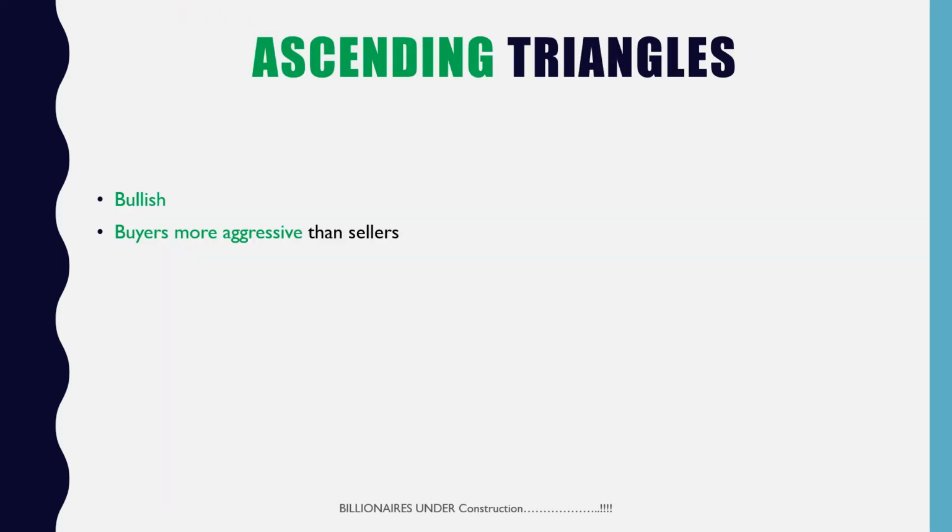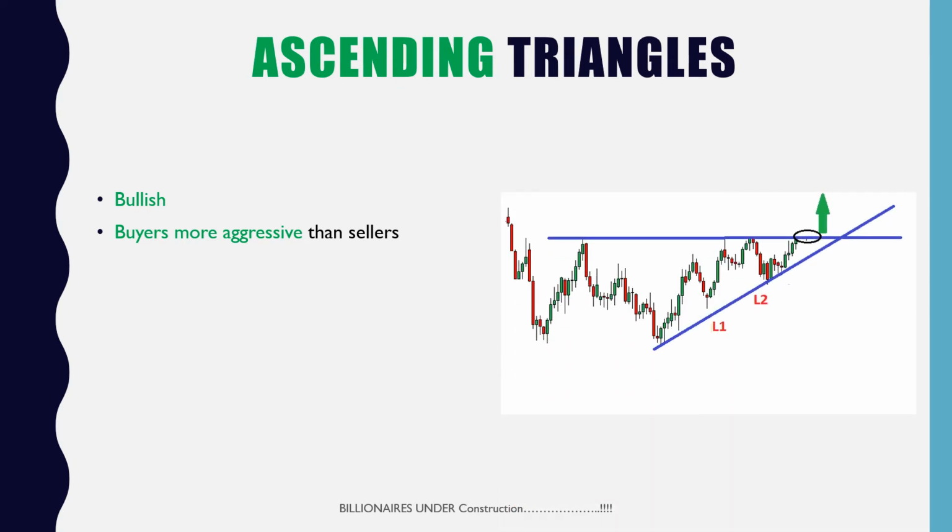Now the second pattern is the ascending triangle, and I think you know what this green color indicates here. This green color indicates that these kinds of patterns appear in a bullish market where buyers are more aggressive than sellers. This is an example. Again, there are two trend lines. The first one is connecting the highs and it is a straight line, and the second one is an upward sloping line which is connecting the lows of the trend.